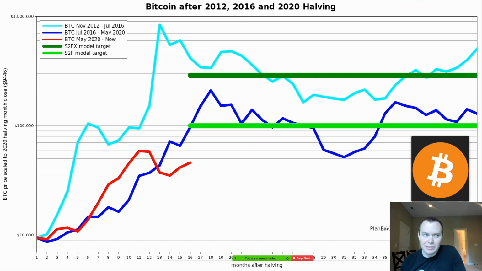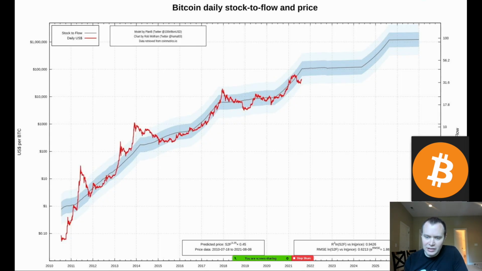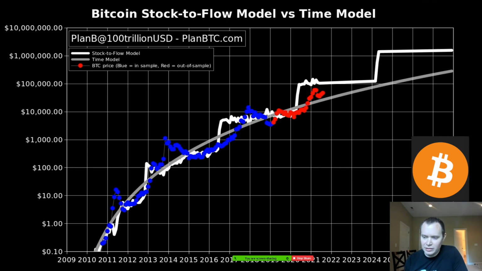That's sort of what I see. I think the cycles lengthen. I think the cycles diminish. But the interesting thing, and I really like this chart of yours, is that what you're showing is the stock to flow model, and you're showing the logarithmic regression model.